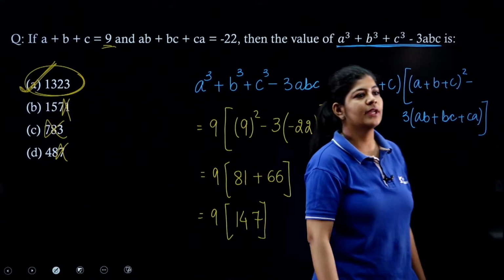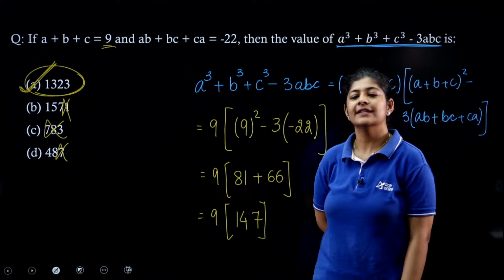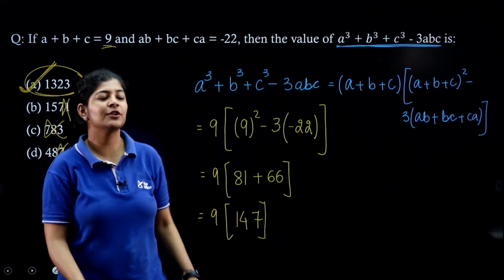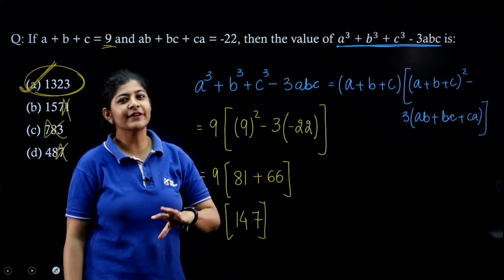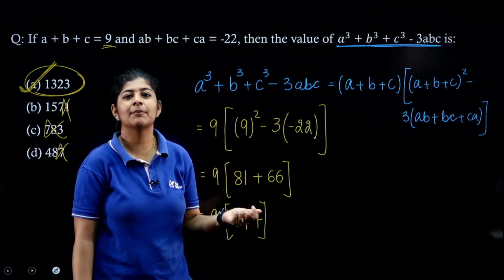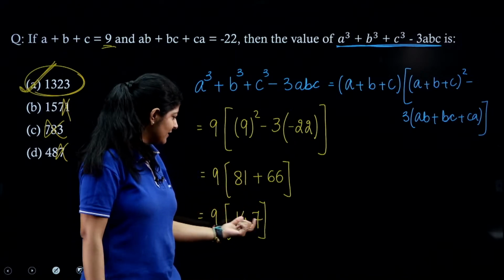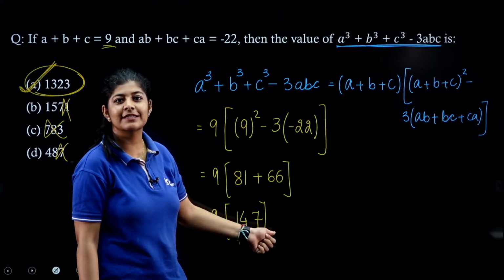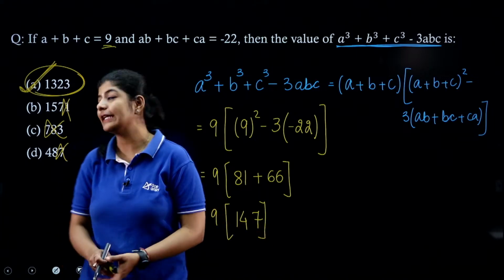The correct answer over here is your option number A. Clear? This is a very simple one. All we need to do is simply apply the identity. And whenever we have these kinds of questions, just cross check your answer with the help of unit digit value. Instead of multiplying it, I just simply check 9 into 7. That is nothing but 63. That means at the unit place I need 3.